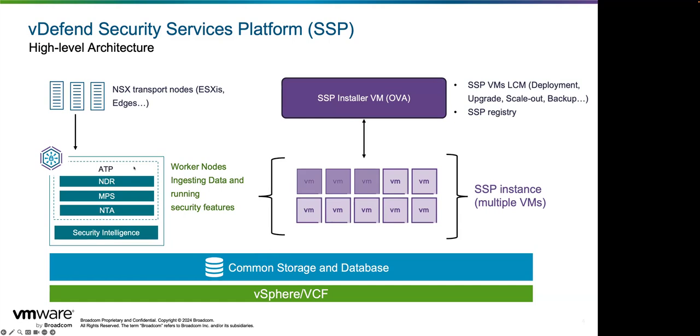And how do we install this? Pretty straightforward. We have an SSP installer, and we'll call it the SSPI in a lot of cases and a lot of documentation. The key things it does is it's the lifecycle manager for deployment, scale out, backups, and it also has a registry for components within SSP. The installer will go out and do the install of multiple VMs. In this case, we're showing 3 control VMs and 7 or so worker VMs.